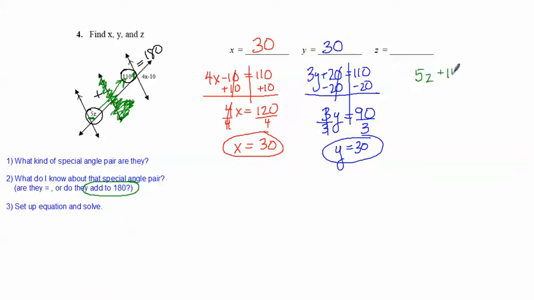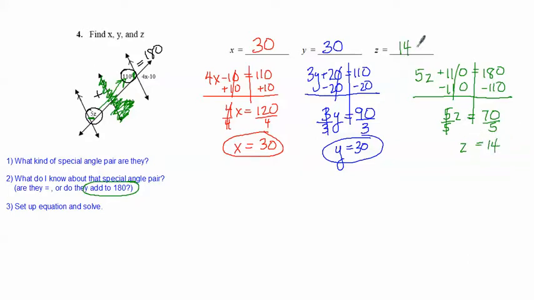5z plus 110 is equal to 180. You solve it just like the other ones. Subtract the 110 from both sides. And you're going to get that 5z is equal to 70. And then you're going to divide by the coefficient of z, by the number stuck to the variable. It's called a coefficient. So you divide by 5 on both sides, and you should get that z is equal to 14. That is your answer for z, and you have finished all problems in this problem 4.